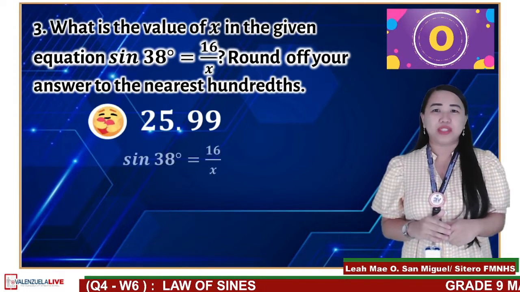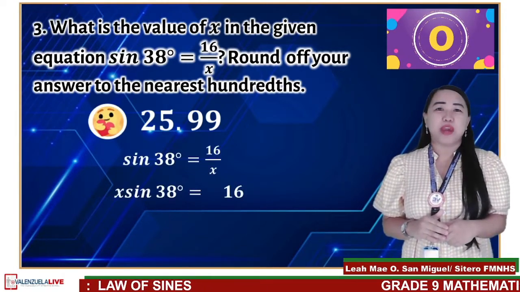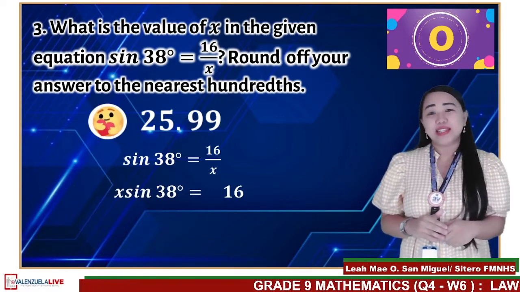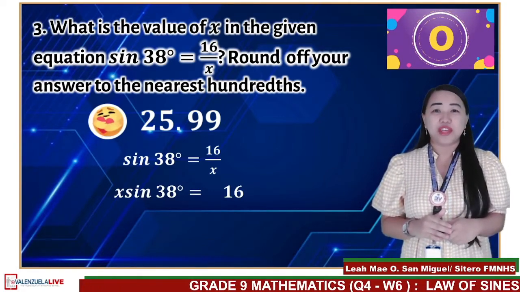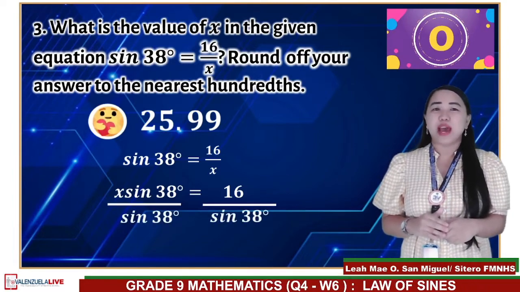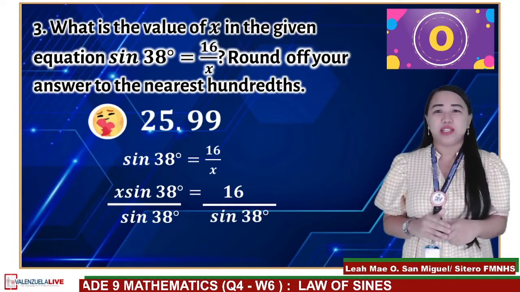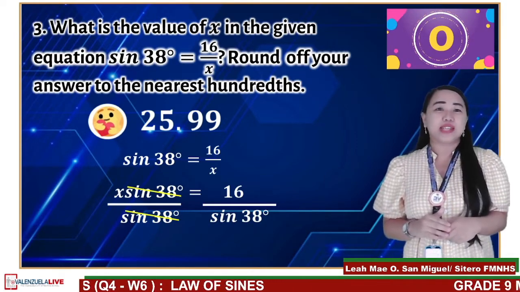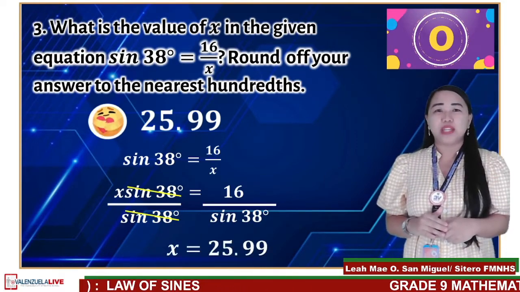25.99. Multiply both sides by x, we have x sine 38 degrees is equal to 16. Then, divide both sides by sine 38 degrees. 16 divided by sine 38 degrees is 25.99.